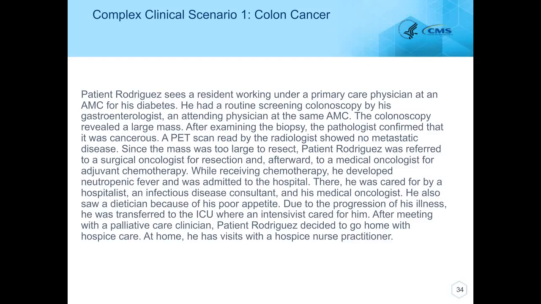As you can see, there are a number of clinicians involved in this patient's care, and we will review the specific patient relationships based on their clinical focus and the nature of their interaction. Next slide, please.